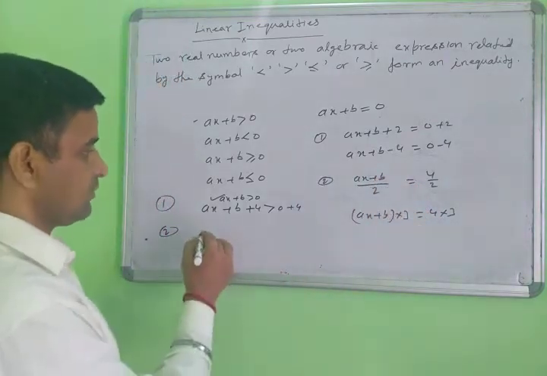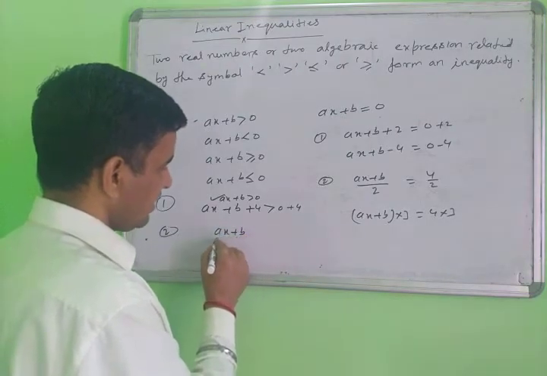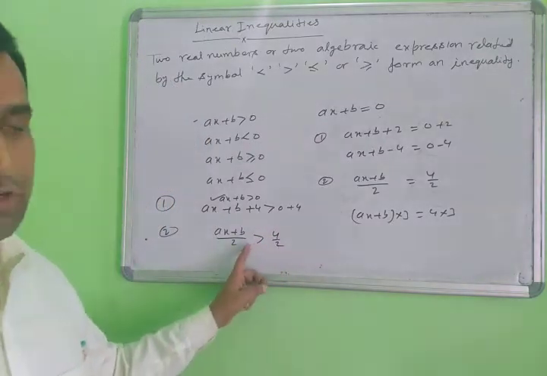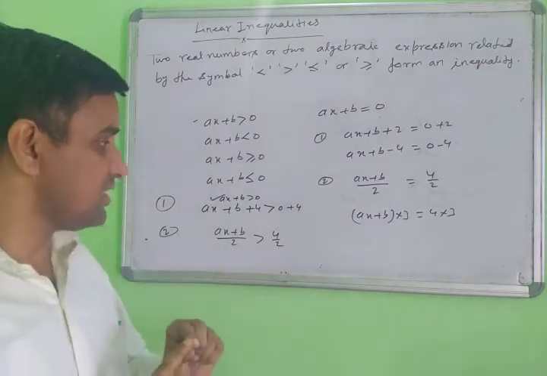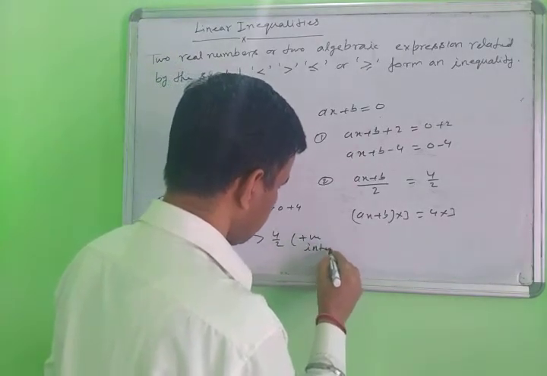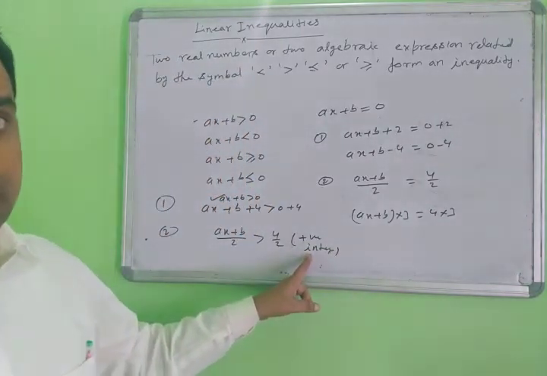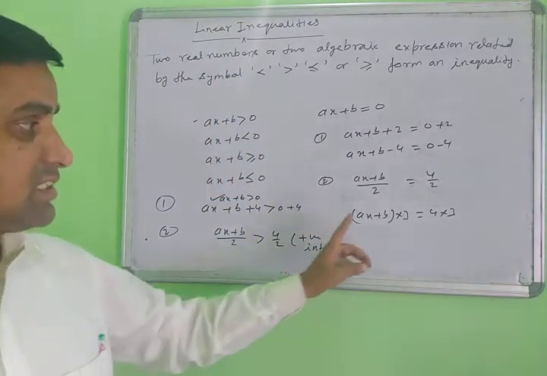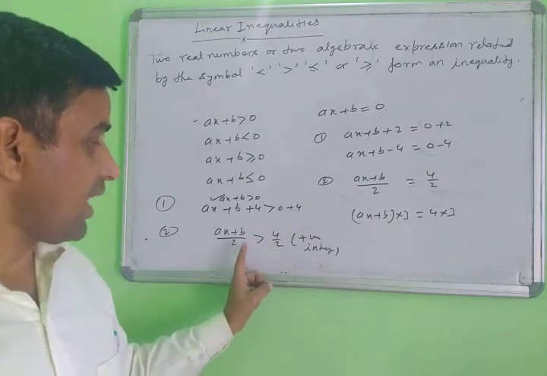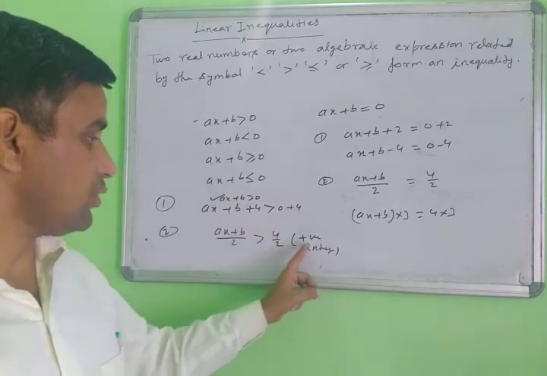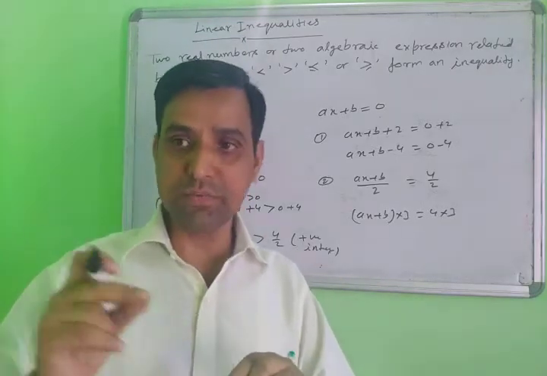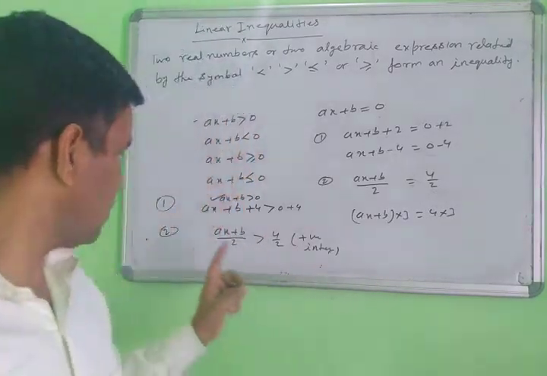Same rule here. Suppose ax plus b divided by 2 is greater than 4 divided by 2, then the sign will not be changed. But this applies only to positive integers, not any real number. Same thing here, only positive integers. When you multiply or divide an inequality by any positive integer, the value and the sign of the inequality are not changed. So that is rule number two.